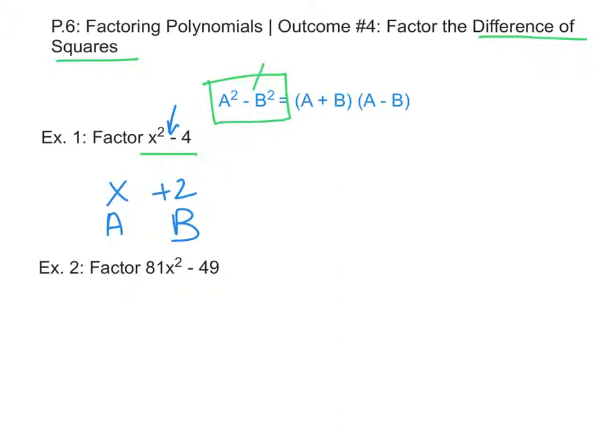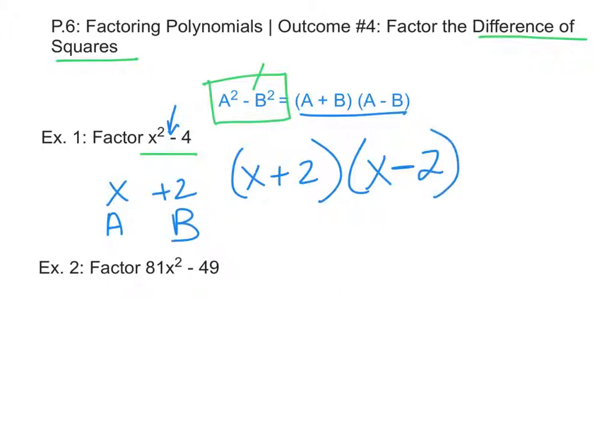So if it's in the form of a squared minus b squared, then we can use this pattern to give us our factors. So a in this case is x, and b in this case is 2, and then we want to do a plus b and a minus b, so that's going to be x plus 2 and x minus 2. And those become our factors for x squared minus 4.